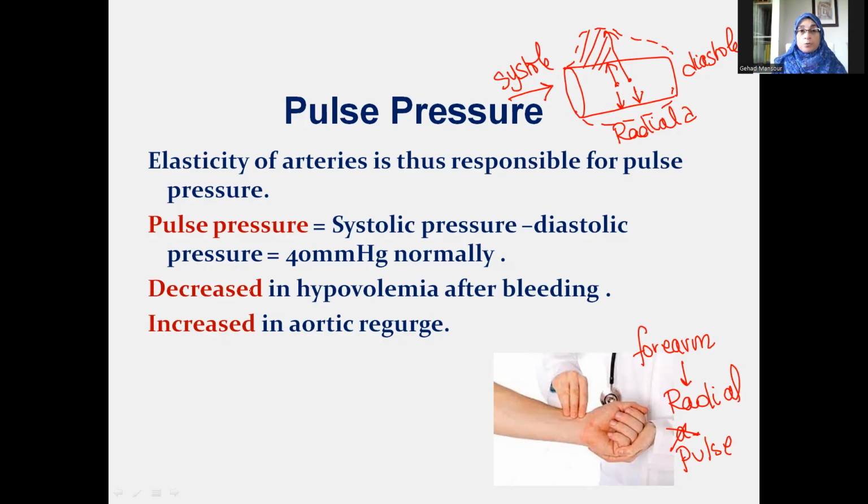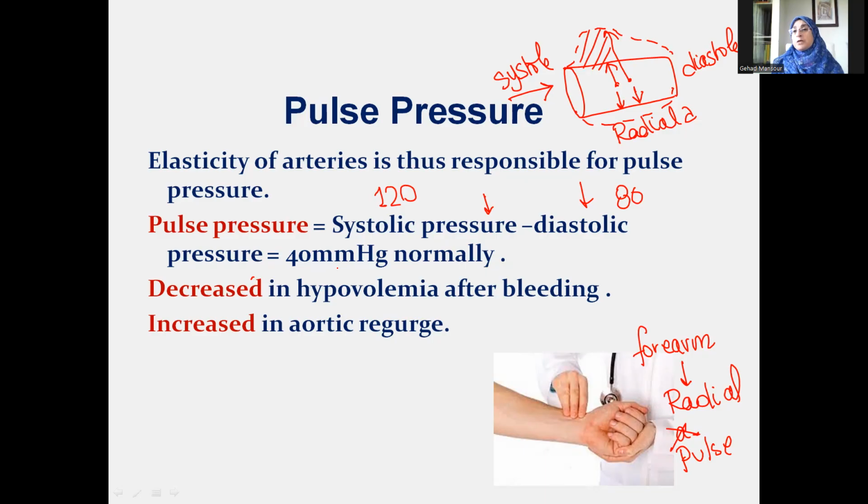And that's why, what is the definition of the pulse pressure? The definition of the pulse pressure is the value of the systolic pressure minus the diastolic pressure. Usually, if we are in the normal range of blood pressure, the systolic is 120 and the diastolic is 80, and therefore the pulse pressure is 40.